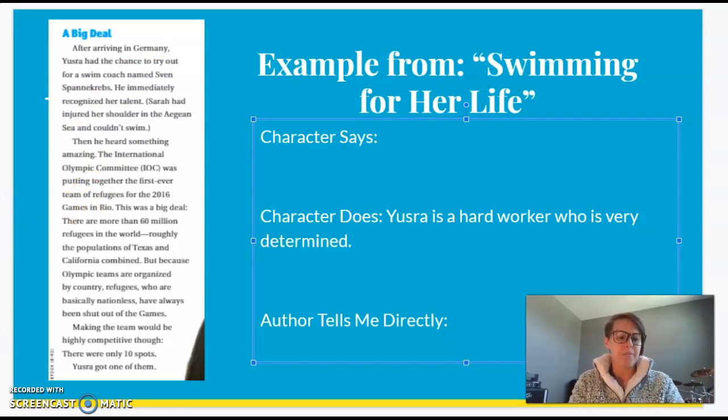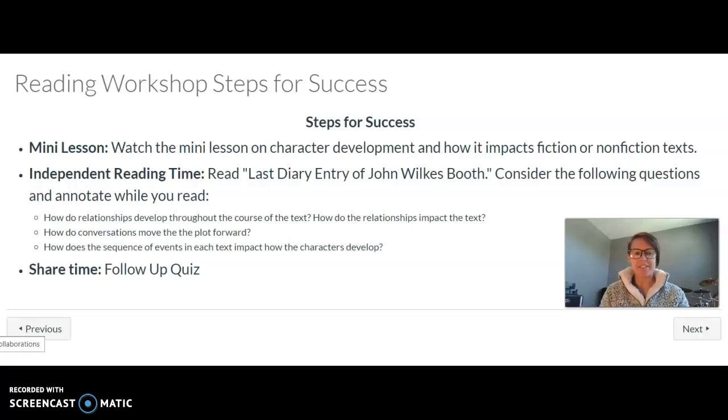So the last thing that I wanted to show you today is just the quick reading workshop steps for success as you think about getting into this mini lesson. Remember that as you are reading today, the last diary entry of John Wilkes Booth, which is a nonfiction text, we're going to be considering characterization. And because you're working on commonlit.org, you can actually annotate as you're reading today. But what I want you thinking about are the 3 bullet points below, which are related to characterization within nonfiction that I just discussed. So how do relationships develop throughout the course of the text?